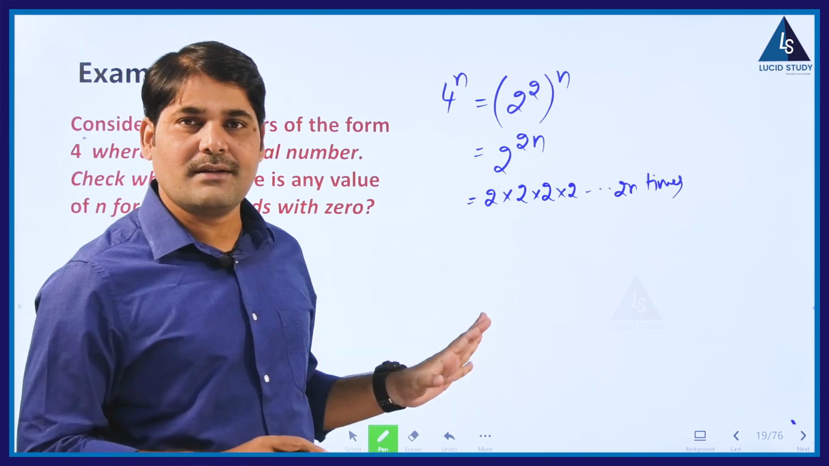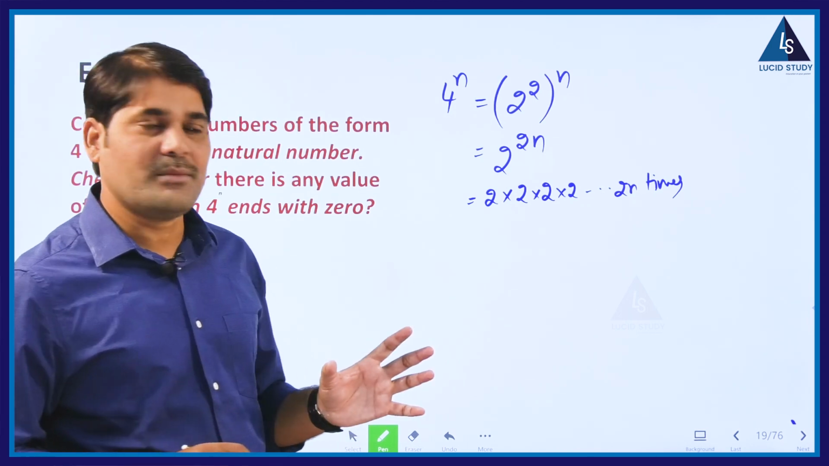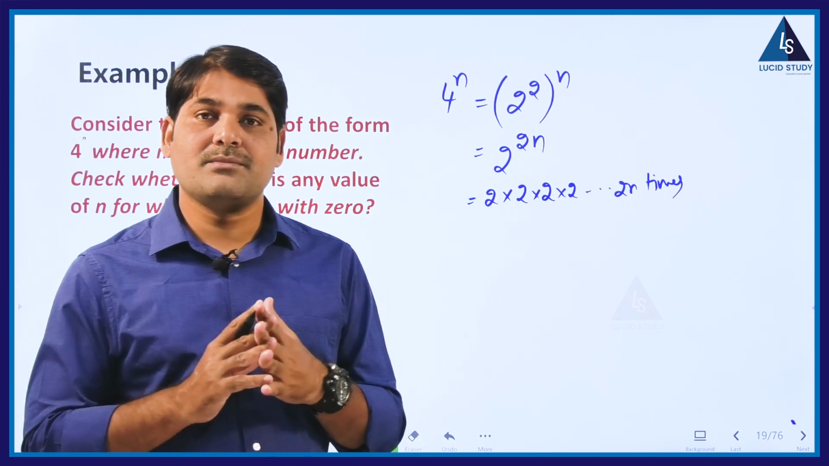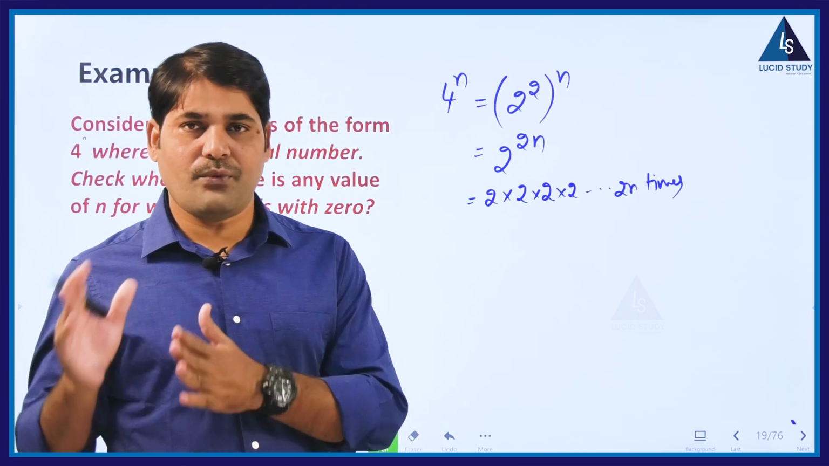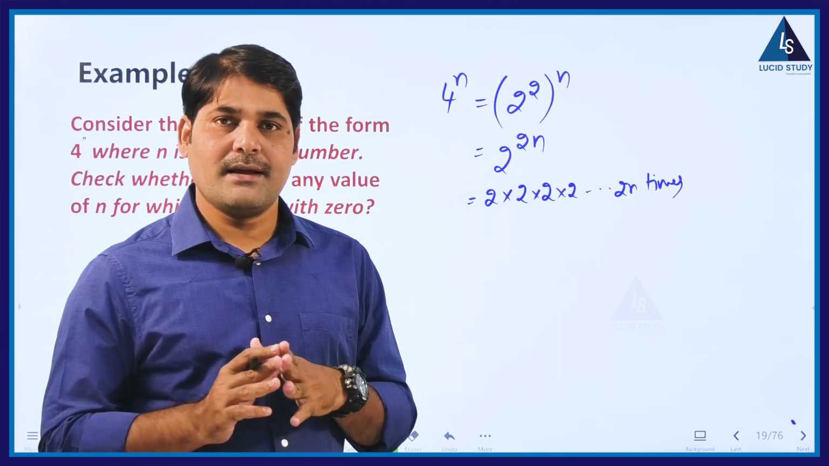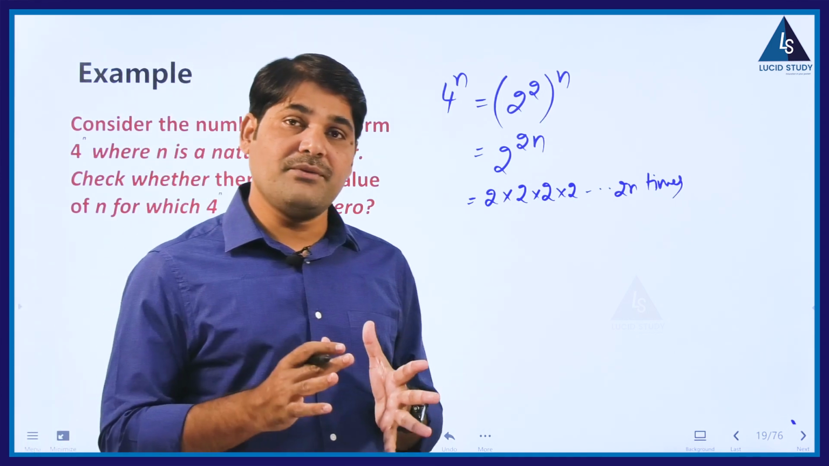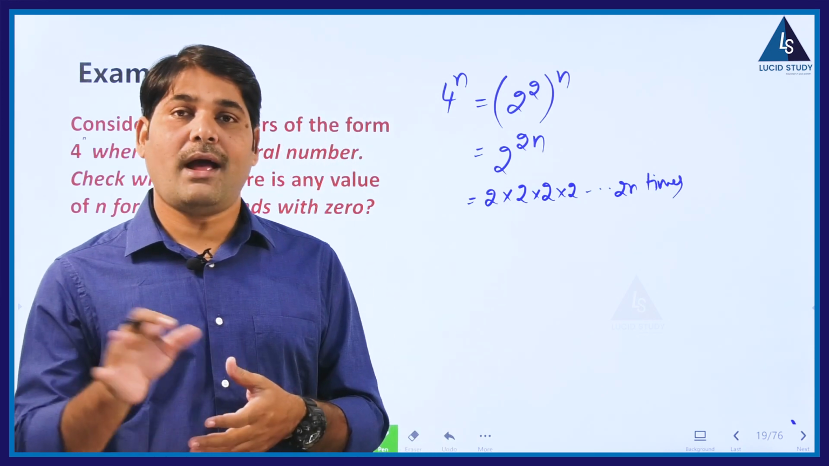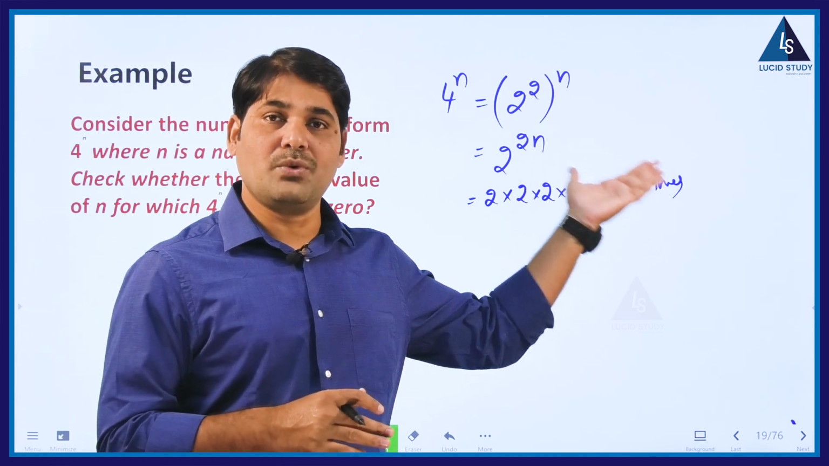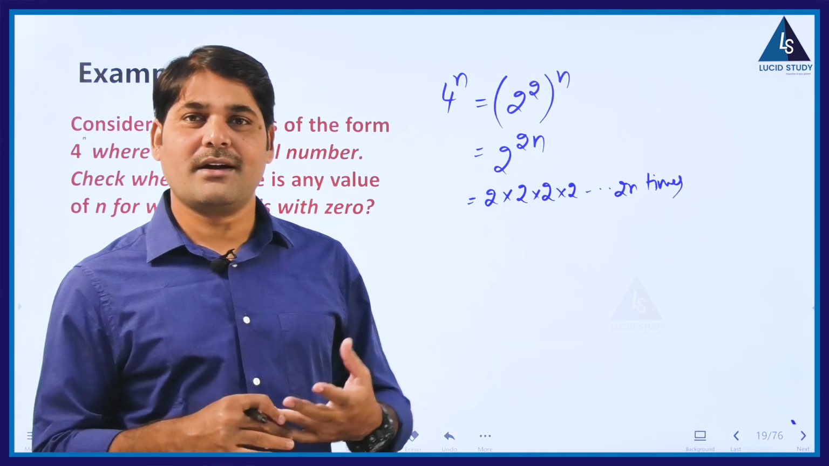But what answer do we have to get? In the unit digit we have to get 0. Is it possible? It is not possible, because if any number is ending with 0, then its prime factors must have 2 as well as 5. Then only we can get the units place as 0. Clear? But here, if you observe, there is only 2 as a prime factor. Does it end with 0 now? No, it will not end with 0.